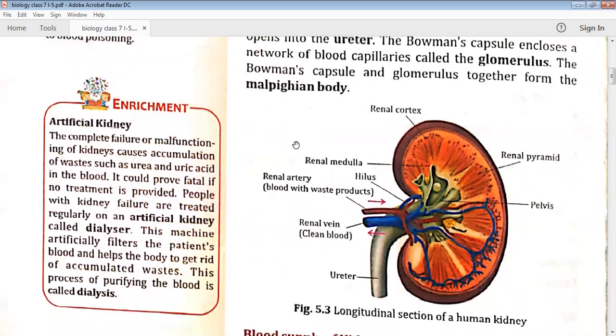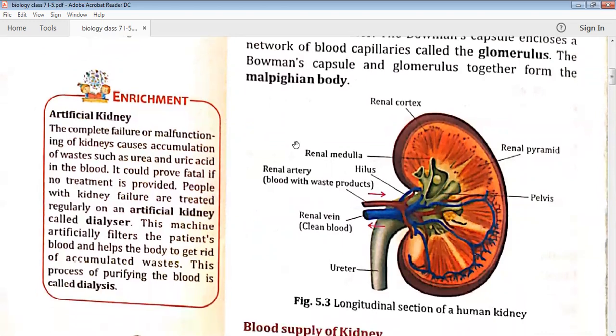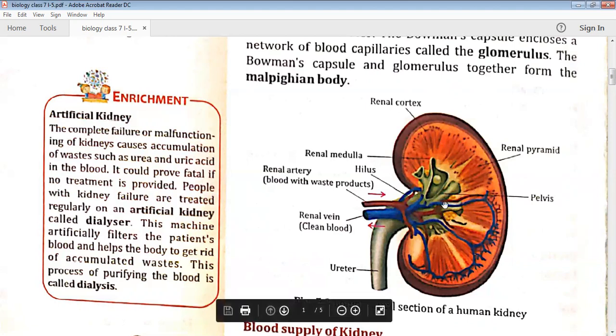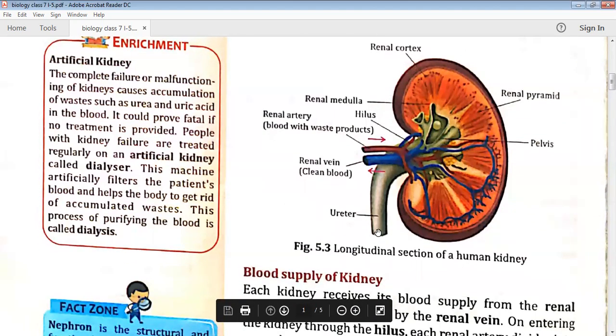So this is the structure of kidney. It has the renal cortex, the outermost part, then we have the renal medulla. Then there are numerous renal pyramids. Each of them has nephrons. Each nephron has Bowman's capsule and glomerulus, which together are known as Malpighian body. Then all the collecting ducts will finally open into the pelvis. The collecting ducts' function is to collect whatever is produced by the kidney. The pelvis is connected to the ureter, and the ureter is the part before the urinary bladder.